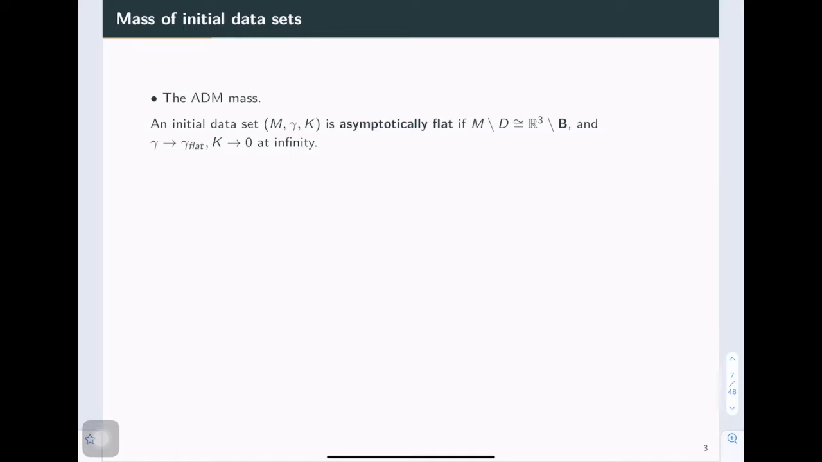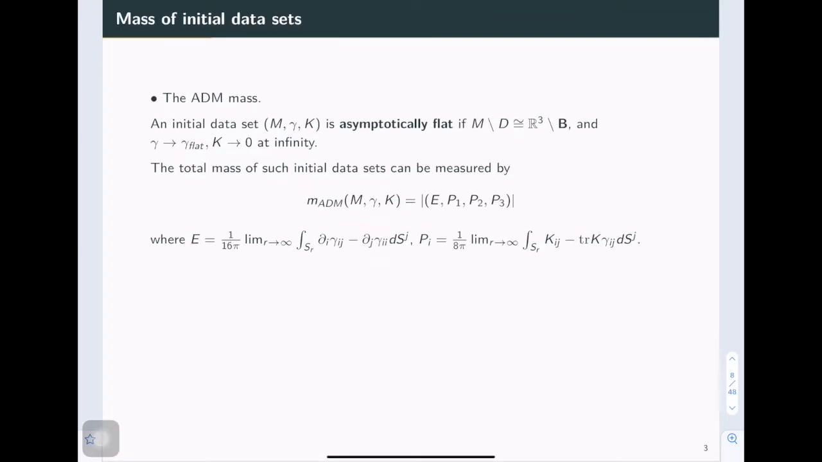One of the most well-known notions of mass in general relativity is the ADM mass for asymptotically flat initial datasets. Here, an initial dataset is called asymptotically flat if M minus a compact subset D is diffeomorphic to R^3 minus the unit ball. And we also require the metric gamma to decay to the flat metric and the extrinsic curvature K to decay to 0 at infinity.